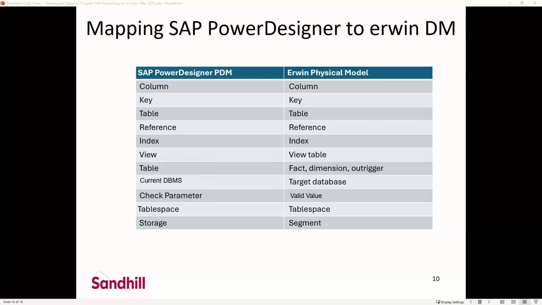Current DBMS is the database you're in currently, and Erwin calls it a target database. It's just a difference in names. Check parameters is basically what I was talking about with domains. Check parameters in PowerDesigner let you define a list of valid values, date ranges, date formats, and all the other things that you would basically assign with a domain. They're part of what's called a check parameter, and Erwin calls them valid values. Table spaces are the same, and storages become segments. I think that's it on the tables.